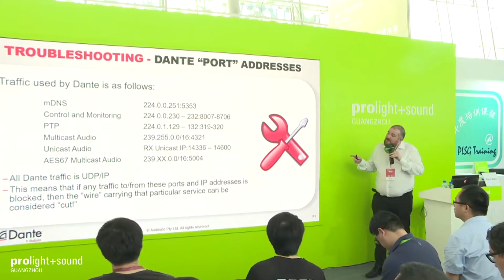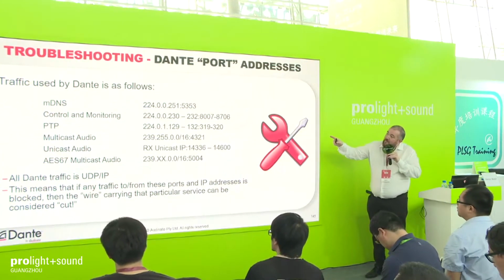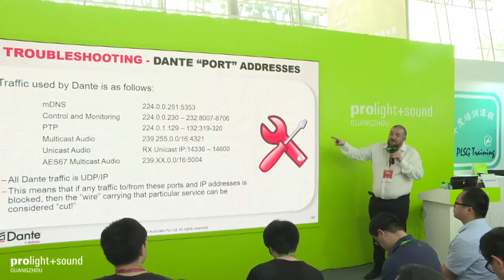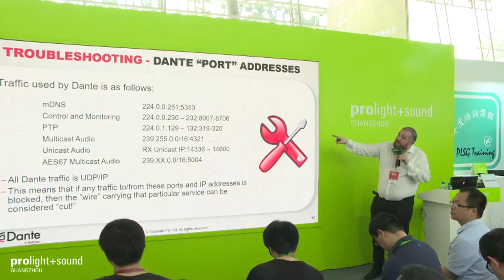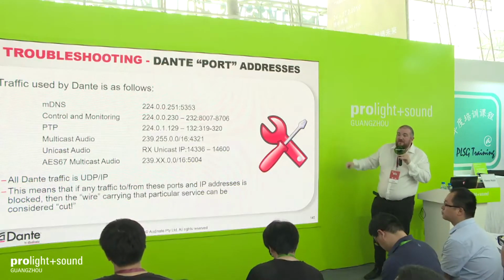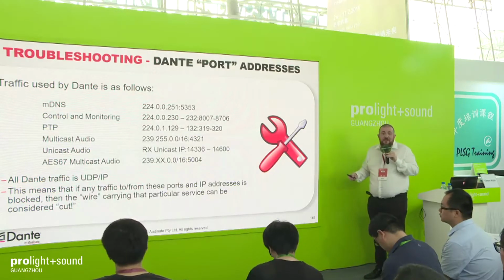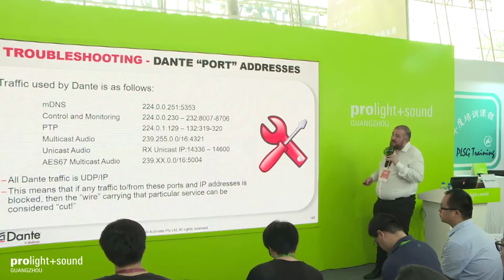The next thing I've got is my PTP traffic. Now PTP is sent to 224.0.1.129 and it uses 130, 131 and 132 as well, and it always uses port numbers 319 and 320. So those are the cables I have to have plugged in to do PTP synchronization.